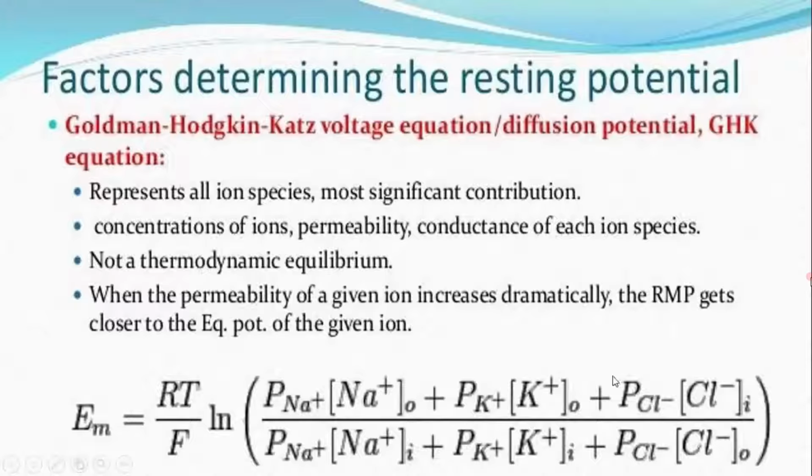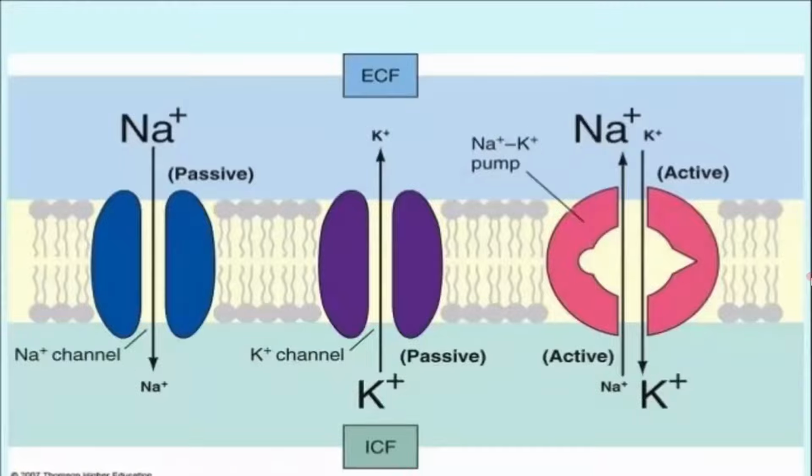For chloride ions, permeability of chloride, but chloride is an anion, so it is inside by outside. Concentration of chloride inside, and in the lower part we are taking permeability of chloride into concentration of chloride outside. So this is another equation, that is the Goldman-Hodgkin-Katz equation, or the Goldman constant field equation.